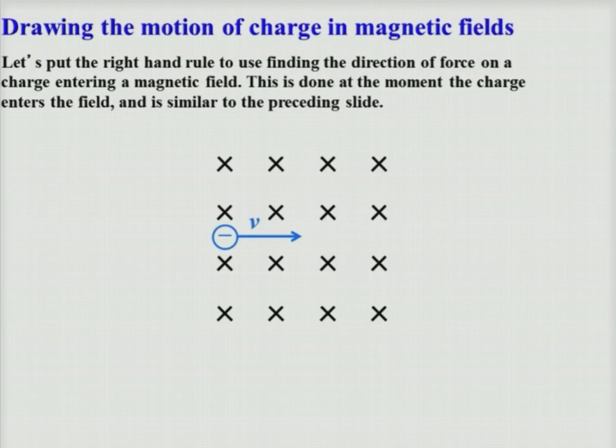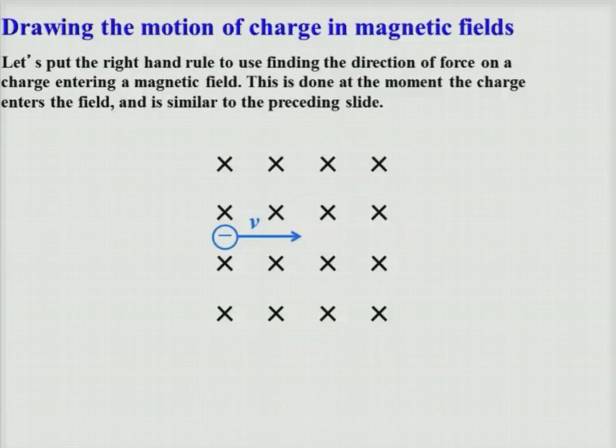Okay, so now we're going to look at drawing the motion of charges in magnetic fields. Again, we said we're going to have circular motion here. What we see in these X's are the magnetic field lines. It's telling us that the magnetic field is going into the page. So again, our fingers are going in that direction.